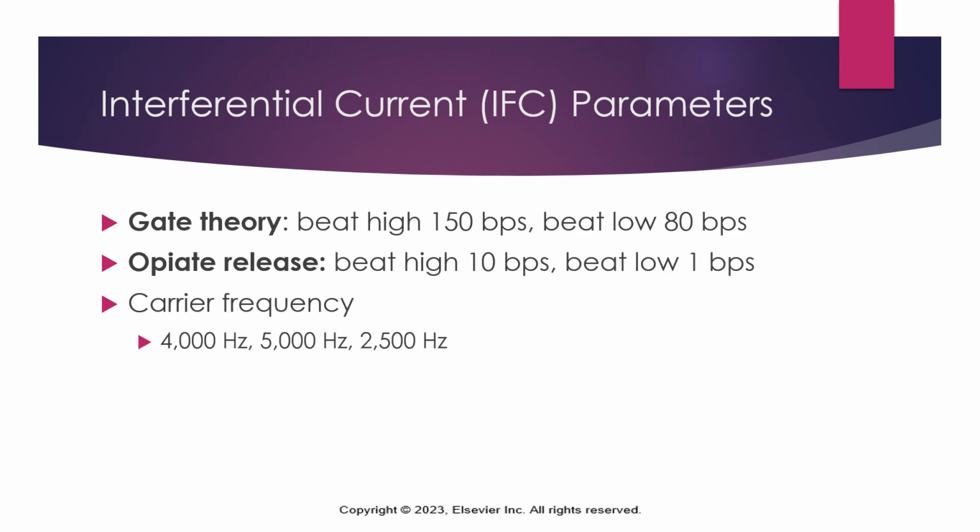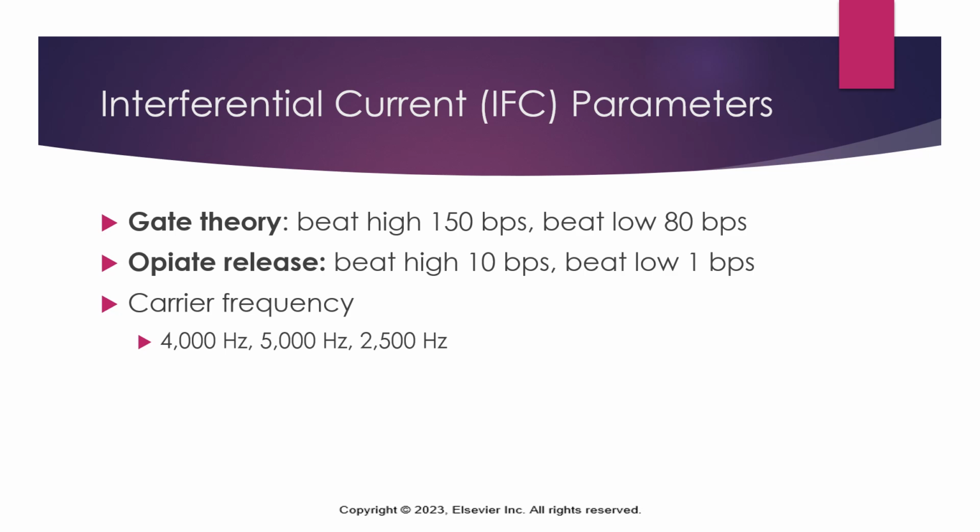So we see a beat high of 150 beats per second and a beat low of 80 beats per second. That just means during the cycle in which the current is on and it's continuous for IFC, you're going to be kind of switching back and forward between 150 beats per second and 80 beats per second. And the beats per second, if you remember from our last lecture, are referring to the frequency. So that's the parameter that we're setting here. That's what beats per second are related to.